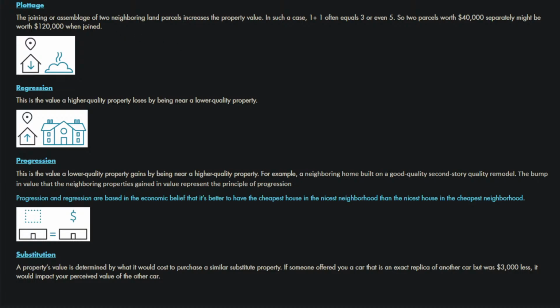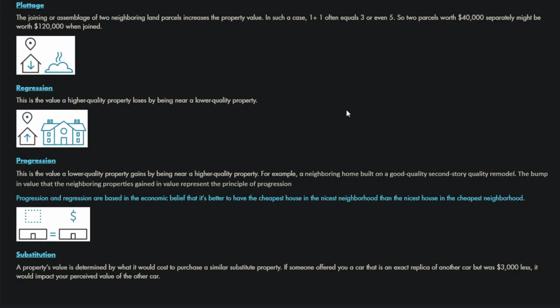Plottage. The joining or assemblage of two neighboring land parcels increases the property value. In such a case, 1 plus 1 often equals 3 or even 5. So two parcels worth $40,000 separately might be worth $120,000 when joined.